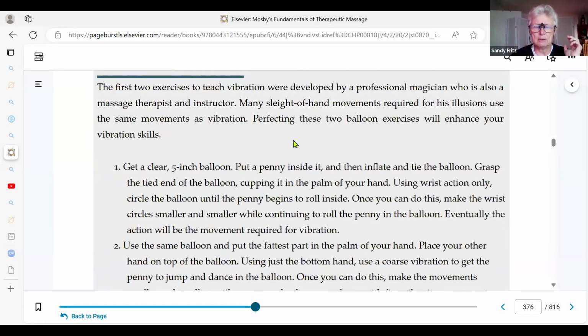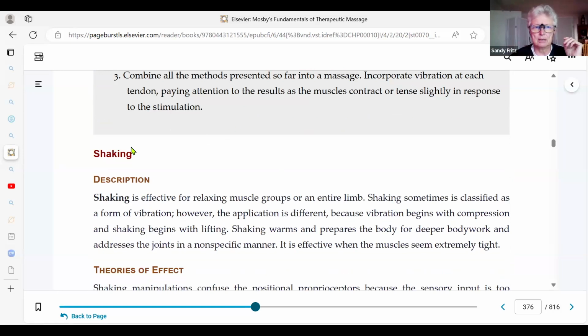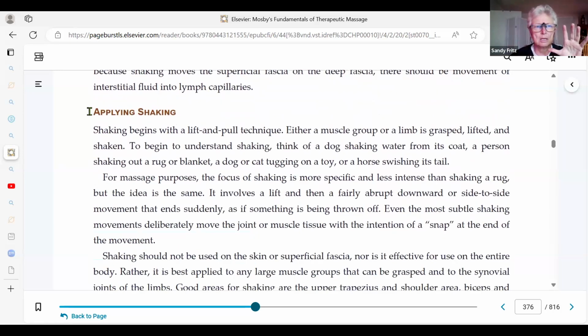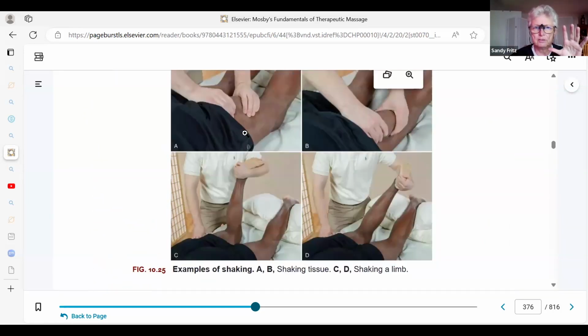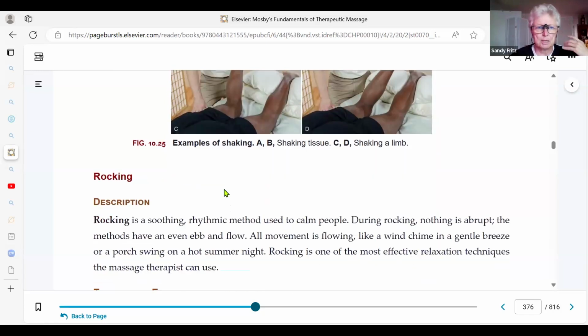So again, some activities that can help you perfect the movements around that. So here's shaking, and I've already mentioned it's a really important method and how to do it. You can shake the tissue, or you can shake a limb. When you shake a piece of tissue, it is not going to move the adjacent joints. But when you shake a limb, you're going to get movement into the joints as well.